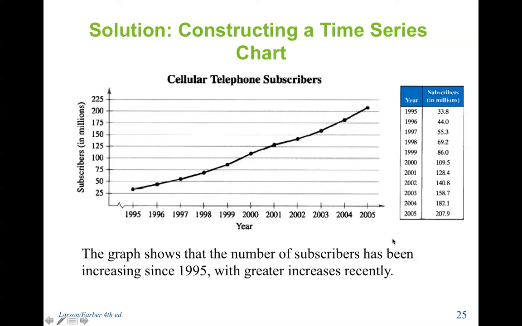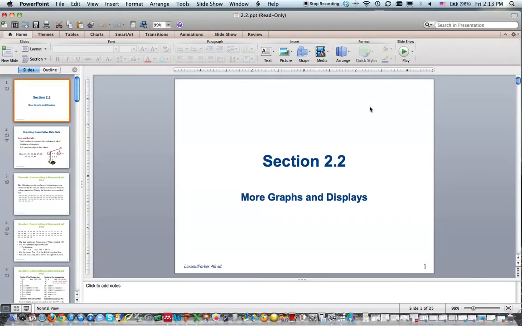We're not going to construct very many of these, but it's important to know how to read these and to understand this chart. If you notice right here, each year has a dot that corresponds to both the year and the millions of subscribers in that year. And you can see that this continued to go up from 1995 to 2005. And that is it for Section 2.2.